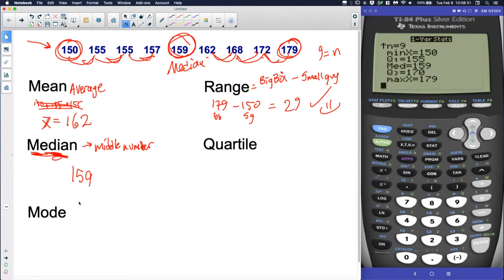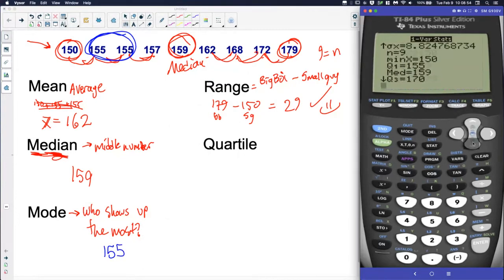Yeah. Okay. Next one, mode. Mode is who shows up the most? Let's see. Look, 155 shows up twice, and no one else does. So 155 is the mode. The calculator doesn't tell you that part. You have to do that on your own, which isn't too hard. Just find out which one shows up more than everybody else.